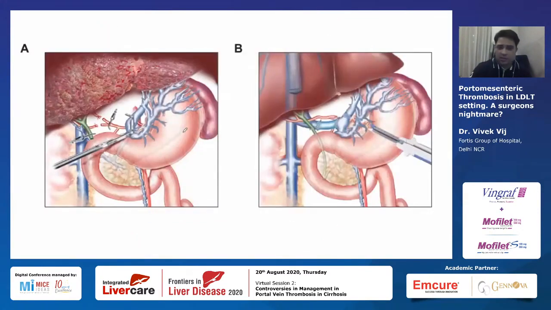These are certain diagrams from some other text where they have joined this coronary vein, a side clamp, and then separated the coronary vein and put a graft here.